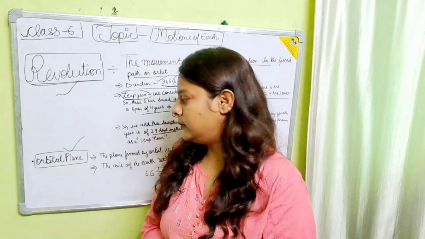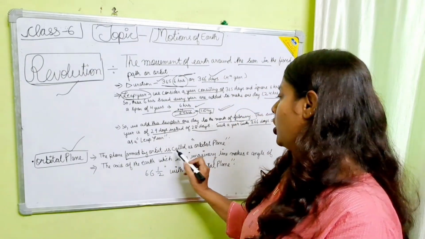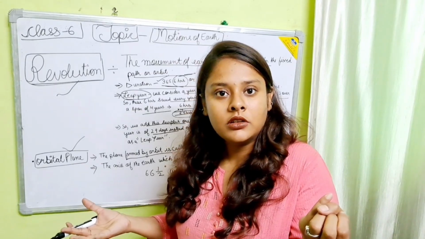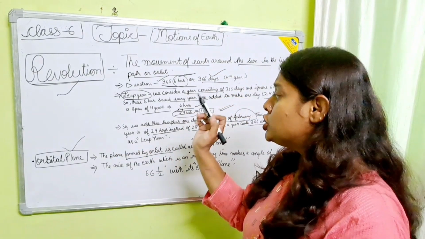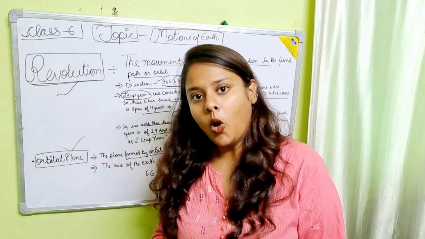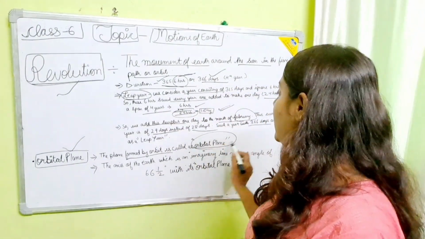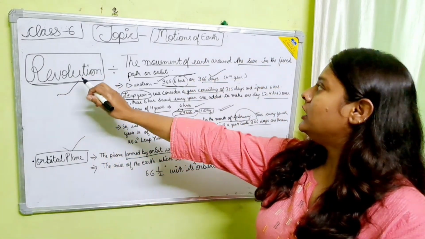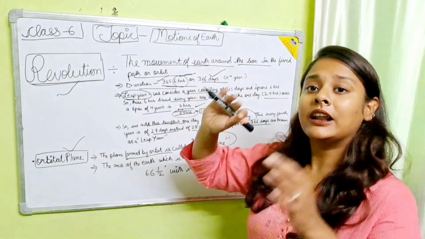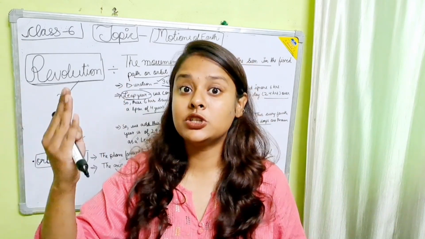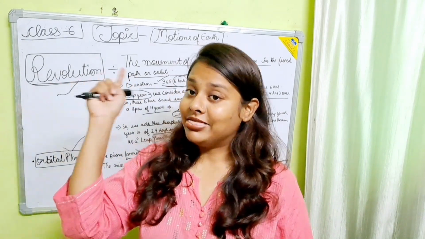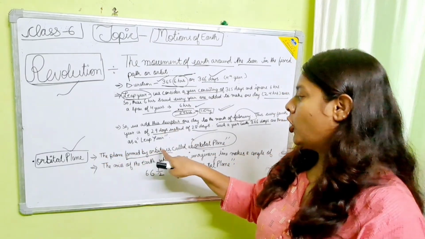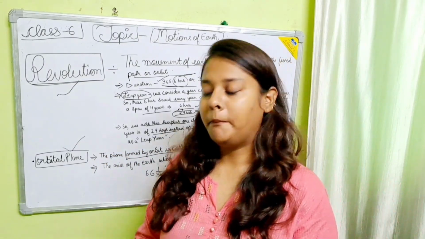What is an orbital plane? The plane formed by the orbit is called an orbital plane. We know what an orbit is, we have discussed it. When we talk about revolution, the movement of the earth around the sun in a fixed path is known as orbit, and the plane formed by the orbit is called an orbital plane.